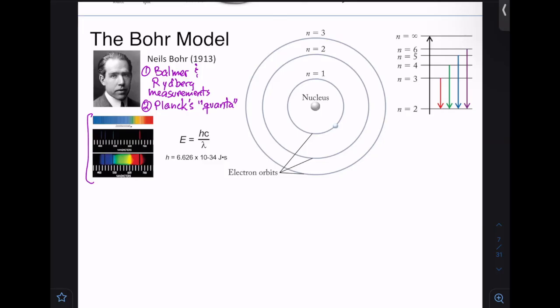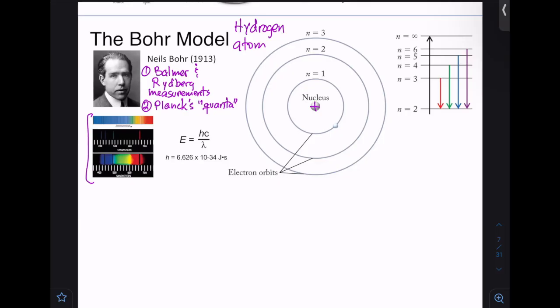So here's the Bohr model for the hydrogen atom. So hydrogen, how many protons are in hydrogen? One proton. And we know where the protons are. They're in the nucleus, which is at the center. So I'll put one plus charge at the nucleus. How many electrons? One electron.